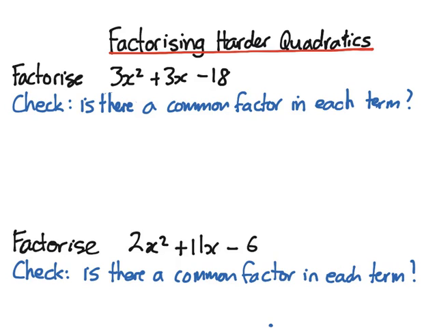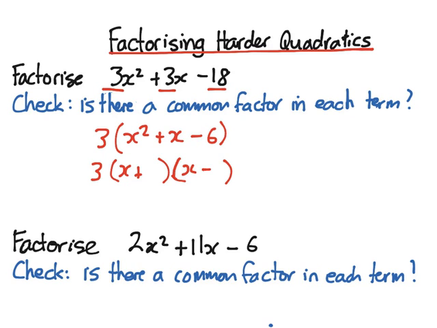When factorising harder equations, we first of all need to check, is there a common factor in each term? Well, in this case, we see that 3 will divide into the first term, the second term, and the third term. So we take 3 outside the brackets to give us... Now this can be factorised as normal. By ignoring the 3, we just factorise the rest.